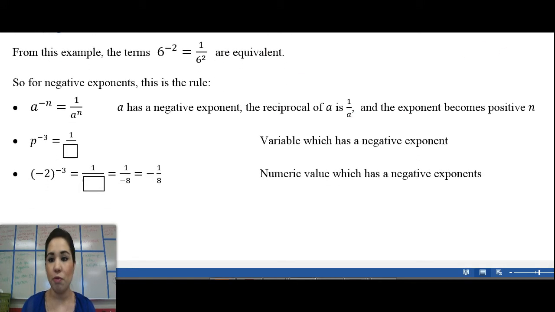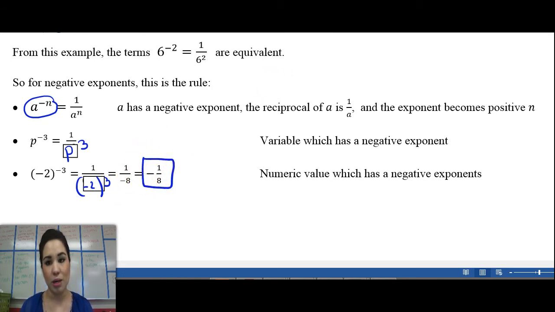Basically the formula that we need to know is that anything raised to a negative exponent means put me on the opposite side. If it's in the denominator, it will go to the numerator. If it's in the numerator, it will go down to the denominator. So here we go. P to the negative 3 would be down here, p to the 3rd power. Negative 2 to the negative 3 would be negative 2 to the 3rd power. And I can actually solve this in my calculator. Negative 2 cubed is negative 8. So my final answer would be negative 1/8.